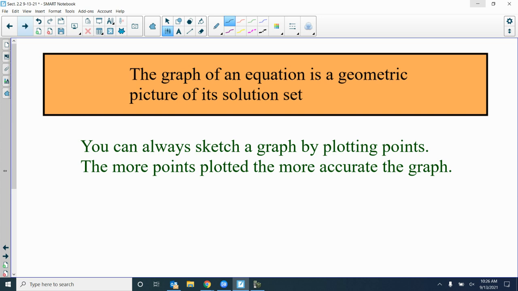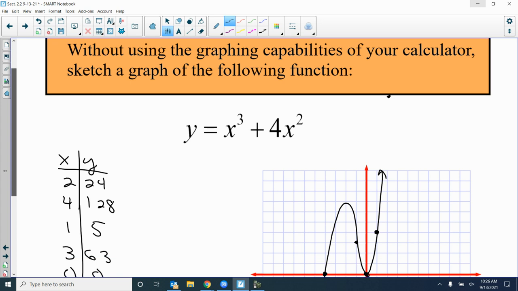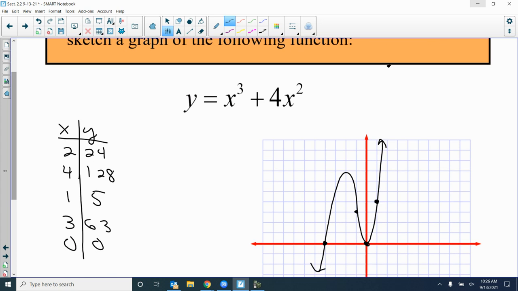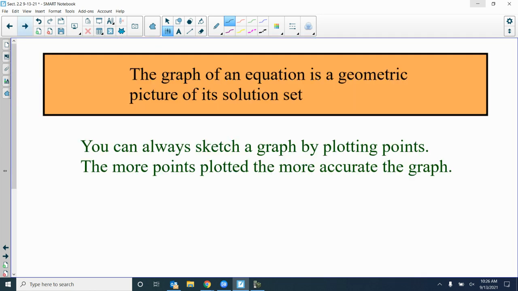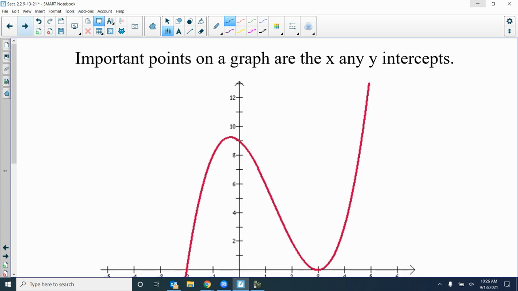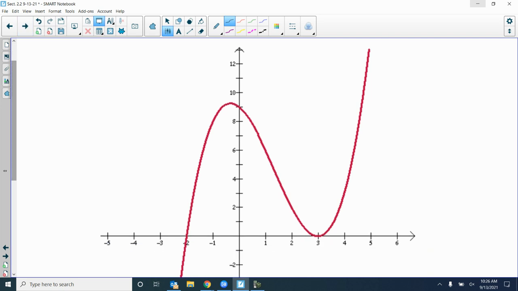This is a geometric picture of all the solutions to the equation. When I plug in 2, I get back 24. 4, 128. 1, 5. 0, 0. Those are all solutions. So we're graphing every solution and we want to see what it looks like. I don't want to just randomly plug in points. We want to come up with a kind of basis. One of the things that helps is x and y intercepts. If we can figure out what those are, it'll help us plot key points and maybe figure out what other points to test.